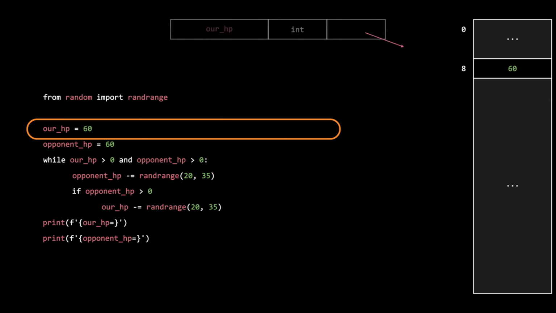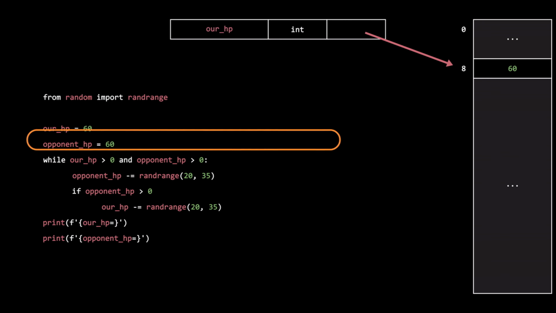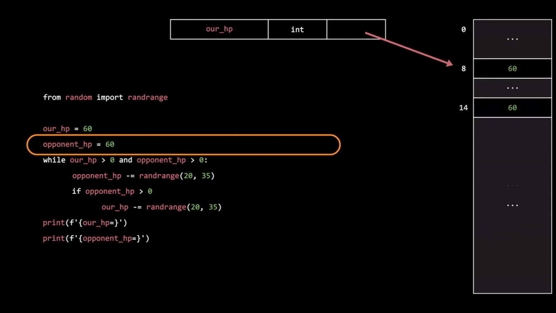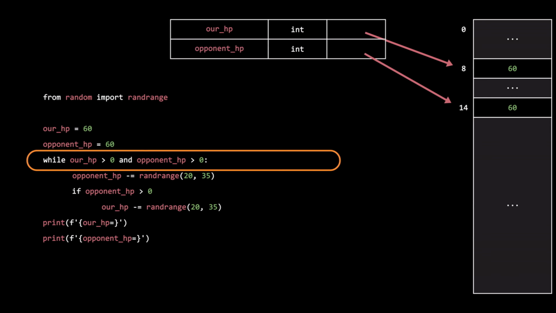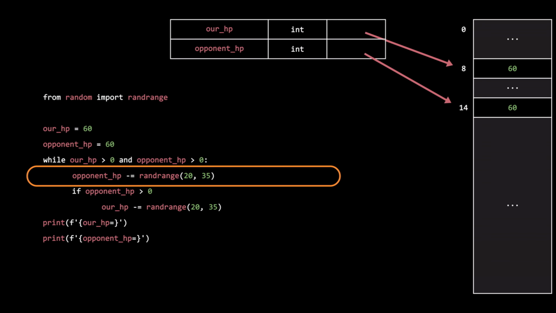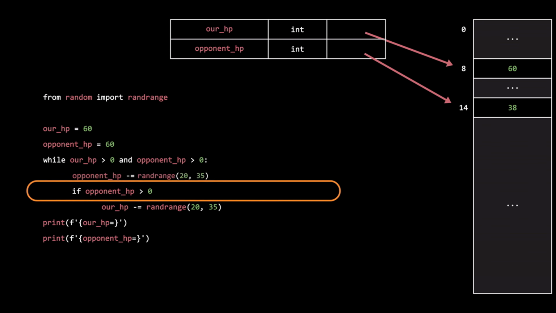So we initialize our HP to 60. We also initialize opponent HP to 60. Then we check these two conditions. They both evaluate to true. So we execute the body of the loop. We generate a random number, in this case 22. That ends up giving opponent HP 38.